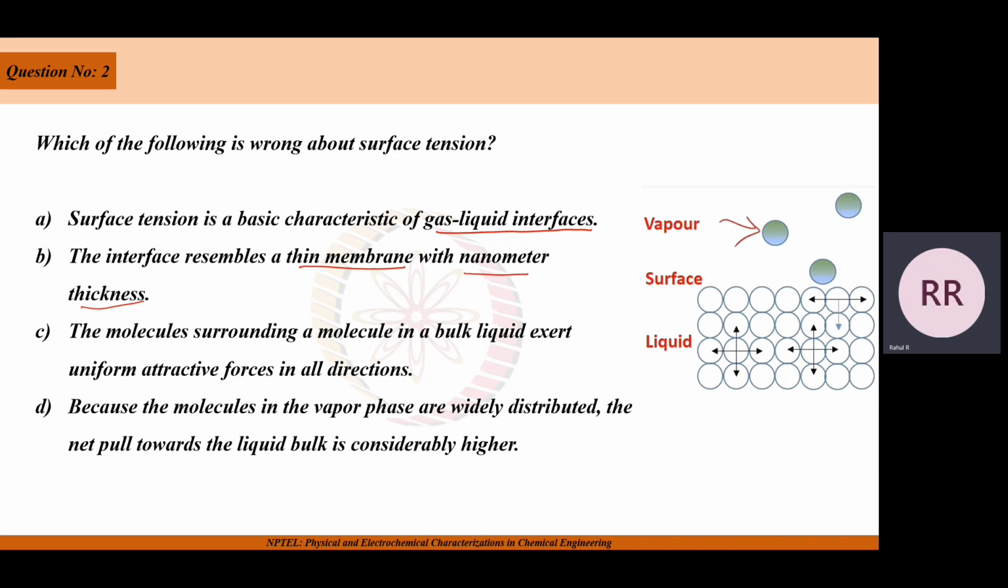Identify that statement. I will give the question once again. Which of the following is wrong about surface tension? Option A, surface tension is a basic characteristic of gas-liquid interface. Option B, the interface resembles a thin membrane with nanometer thickness. Option C, the molecule surrounding a molecule in a bulk liquid exert uniform attractive forces in all directions. Option D, because the molecules in the vapor phase are widely distributed, the net pull towards the liquid bulk is naturally higher. Which of the above stated statements is wrong? I can give you a few seconds to think over the answer. Then I will discuss the answer.